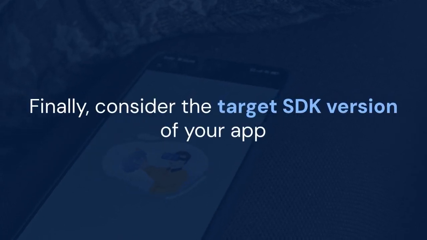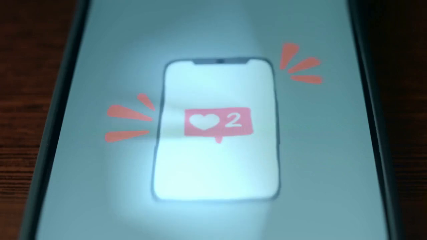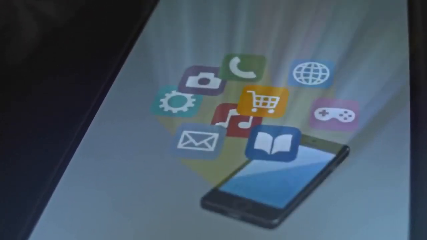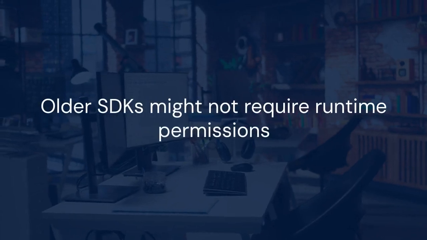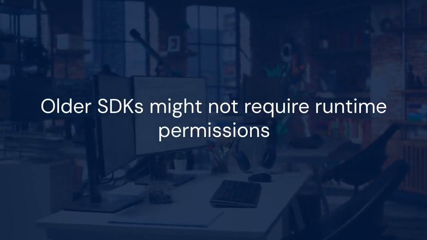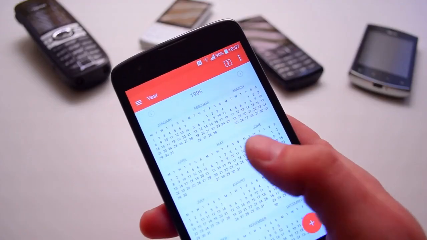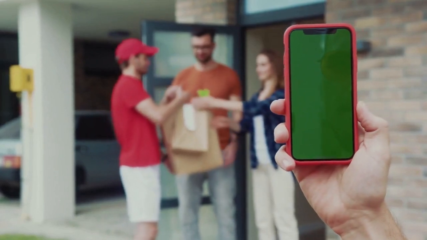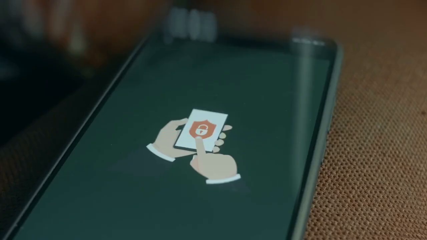Finally, consider the target SDK version of your app. Newer Android versions have stricter security policies. Ensure your target SDK version is compatible with the permissions you're requesting. Older SDKs might not require runtime permissions, but targeting newer SDKs will. This is important because your app might work on older phones but fail on newer ones because of this. Always test your app on various Android versions.